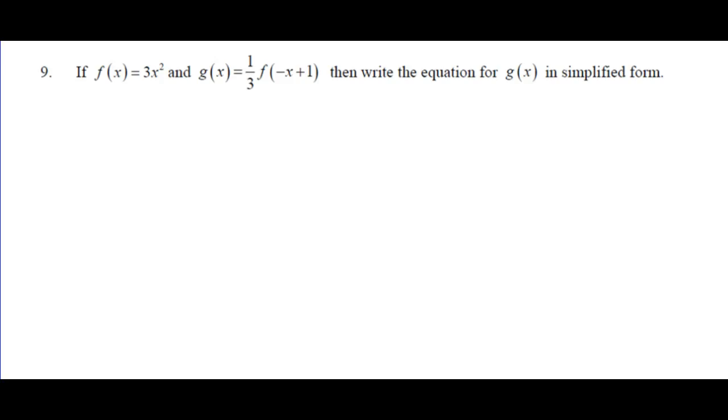If f of x is 3x squared and g of x is 1/3 of f of negative x plus 1, then write the equation for g of x in simplified form. That's too hard, I can't do that. Oh, goodness gracious. What are we going to do?